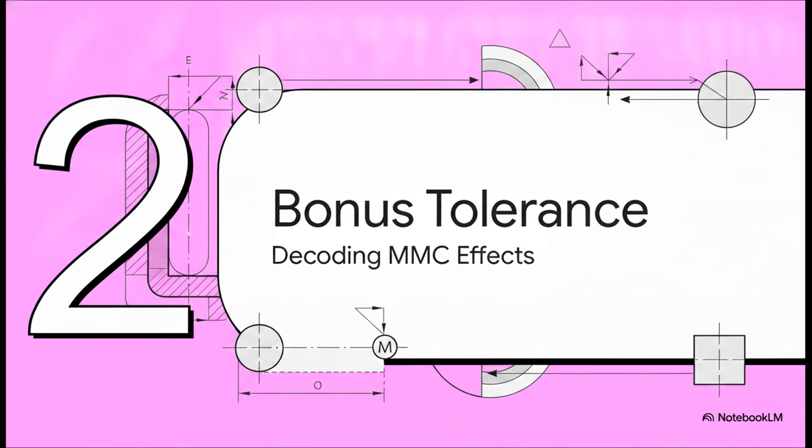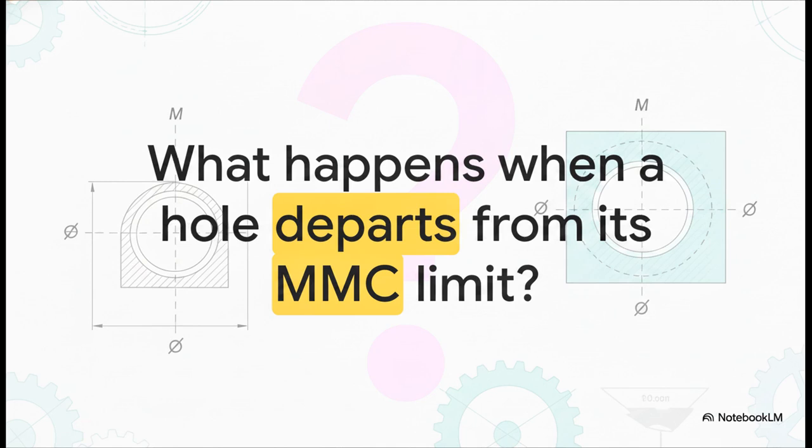Let's see how well you grasp what actually happens when that MMC modifier is explicitly applied. Picture this incredibly common manufacturing scenario. A hole has a position tolerance at MMC, but the manufactured hole actually departs from its MMC limit of size. What effect does this departure have? A. Tolerance decreases. B. Additional tolerance is available. Or C. No change. Think about it, pause the explainer, and lock in your choice.